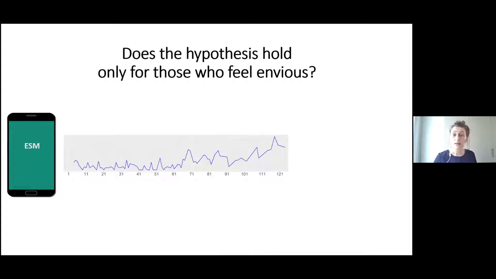So for each adolescent, we had a measure of his or her average level of envy across the 3 weeks. And this way, we could look at whether adolescents who experienced more envy than other adolescents were more likely to experience a negative effect of browsing on well-being. But we did not find any effect. We did not find anything at all. So the trait-like measure of envy did not explain for whom the passive social media use hypothesis holds and who experiences a negative effect due to browsing social media.